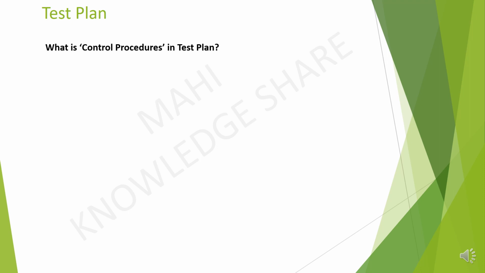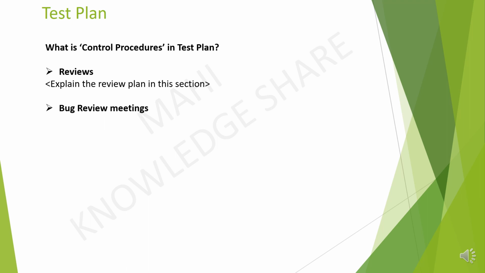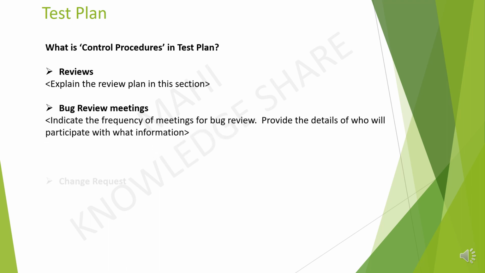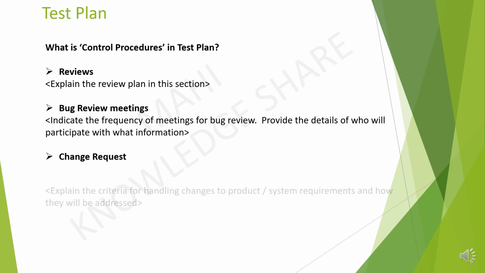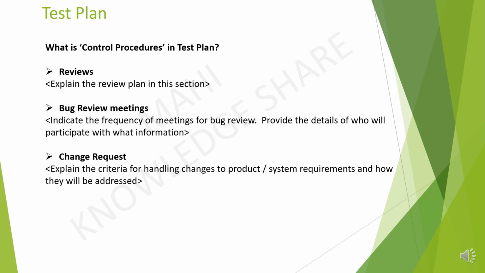1. Reviews. Explain the review plan in this section. 2. Bug review meetings. Indicate the frequency of meetings for bug review. Provide the details of who will participate with what information. 3. Change request. Explain the criteria for handling changes to product or system requirements and how they will be addressed. And finally, 4. Defect reporting. Describe the defect reporting and tracking system.